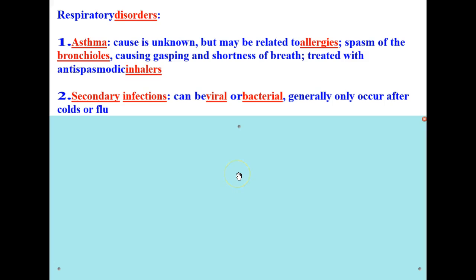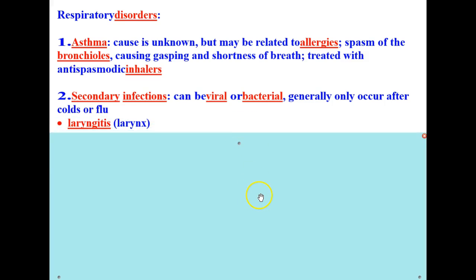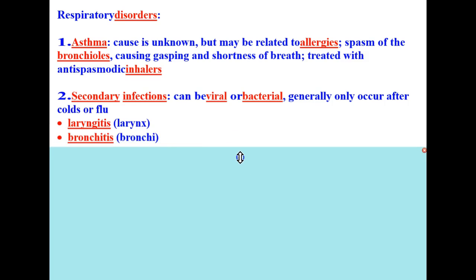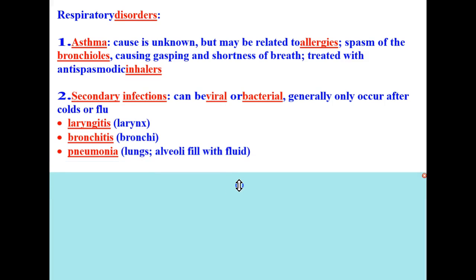are secondary infections that can be either viral or bacterial. They generally occur after colds or flu, and they include laryngitis, which would be an inflammation of your larynx. People often have a very difficult time talking during that. Bronchitis, which is an inflammation of your bronchial tubes. And pneumonia. Pneumonia takes place in your lungs, and it's when the alveoli fill up with fluid.